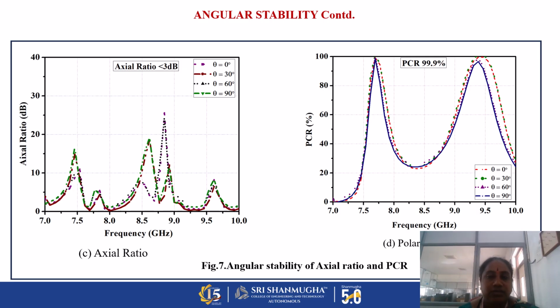And next, by adjusting the theta value from 0 to 90 degree for axial ratio and PCR, we calculated the angular stability of the elliptical FSS polarization converter. By varying 0 degree, 30 degree, 60 degree and 90 degree, we maintain the same center frequency, that is in C band 7.7 gigahertz and as well as 9.42 gigahertz. Similarly, with the PCR, we attained 99.9 percentage. And by adjusting various angles from 0 to 90 degree, the same values are maintained at the same center frequency, and we maintain the same PCR response for the corresponding angular stability values.